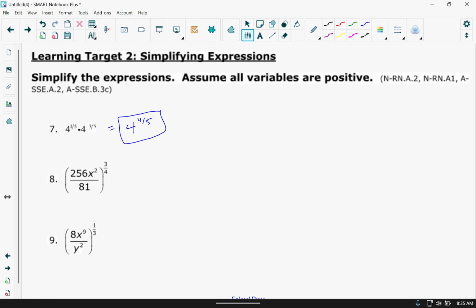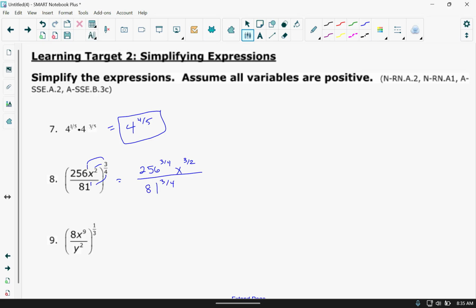Number 8 has parentheses 256x squared over 81, and then close the parentheses to the 3/4 power. Now this one, you have to distribute the exponent to everything on top and everything on the bottom. So you end up with 256 to the 3/4 power. And then x to the, when you multiply 2 times 3/4, you just multiply 2 times 3 and then put it over 4. So 6 over 4. But 6 over 4 reduces to 3 over 2. So I'll just leave it as 3 over 2. And then down at the bottom, I have 81 to the 3/4 power.